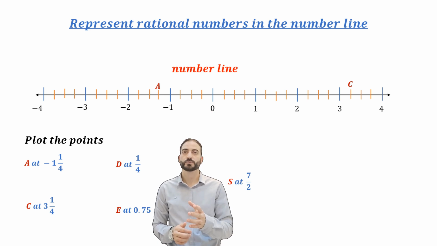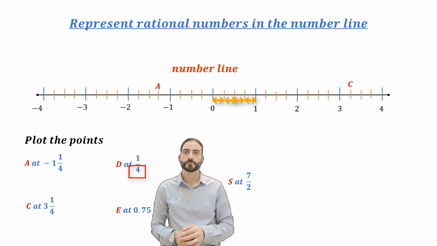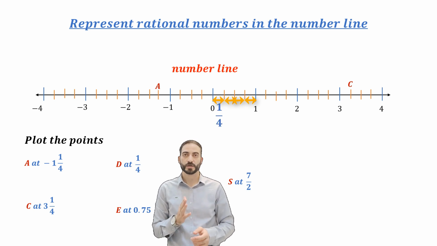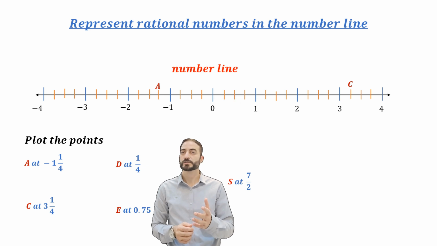The number line between 0 and 1 is divided into 4 equal sections. Since the denominator is 4, each section represents 1 over 4. Because the numerator is 1, we move exactly one section to the right of 0. Now we have located point D at 1 over 4.